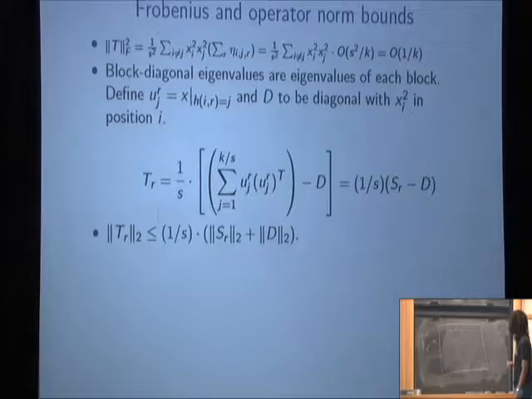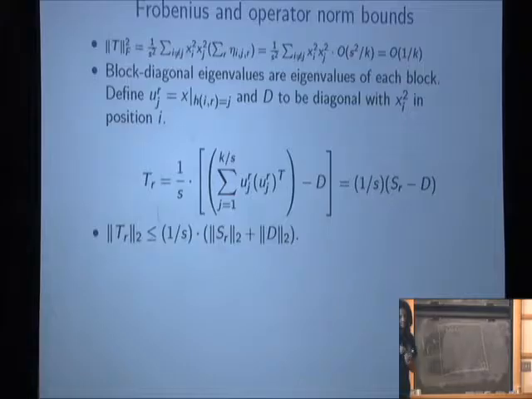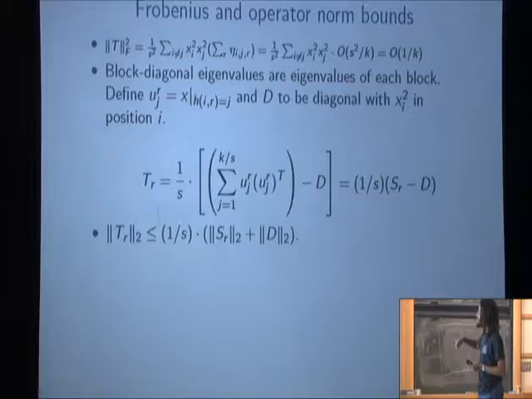there are these k over s different locations inside that chunk. Let's look at everybody who maps into the first location. That's u1. I'm going to put them all in a vector and zero out everyone else. Let's look at everybody who maps to the second location. I'm going to put them in u2. And I claim that T sub R is just this.